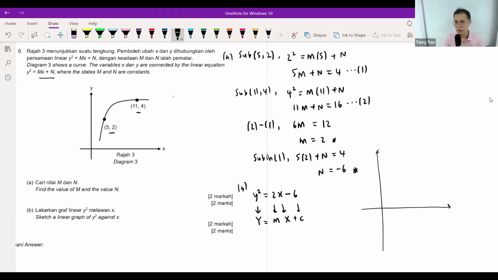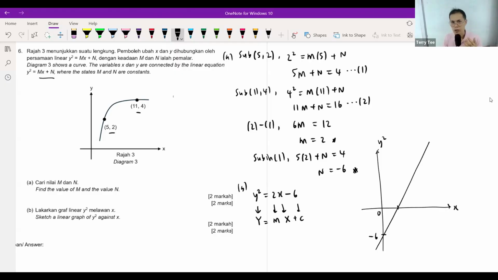With a gradient of 2, positive gradient. Now, you can't really exactly show 2, but you can show that it's a positive gradient. The gradient is slightly steeper than 1. So we draw a line like this, and it must cut the y-axis at -6 because your 6 is your y-intercept. This is 0, this is your y square, this is your x.